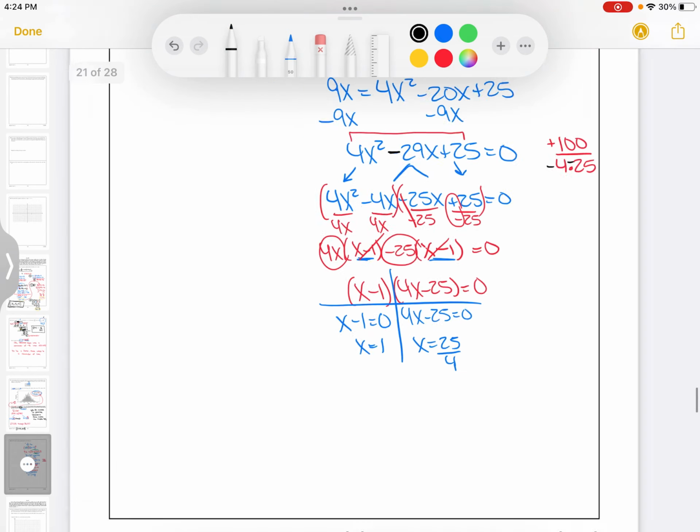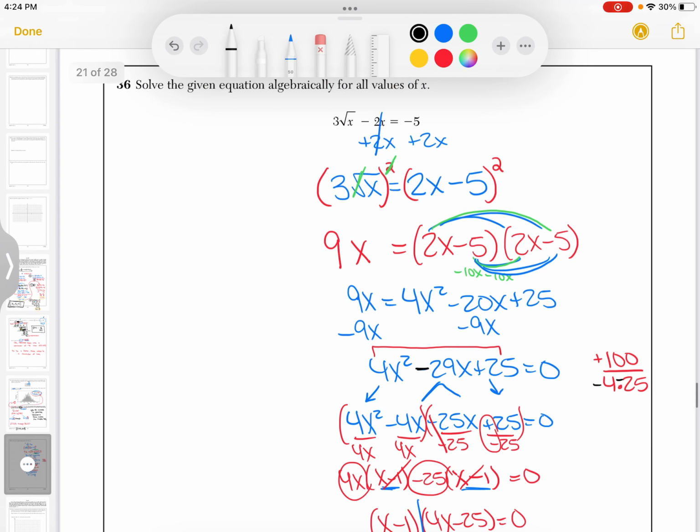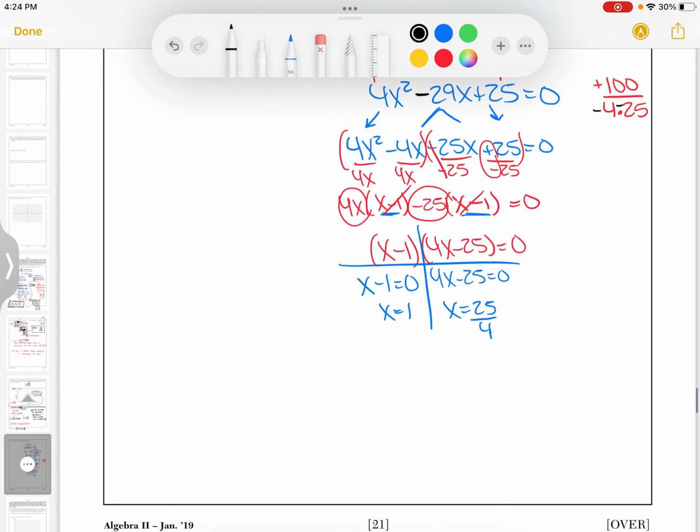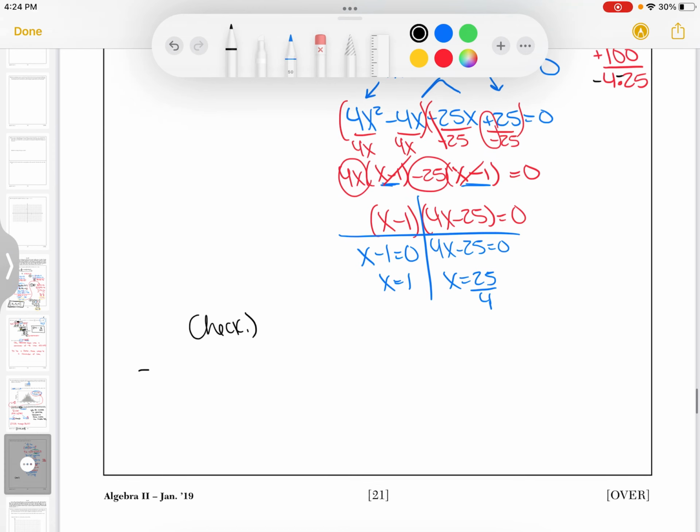So I got 2 answers, which is awesome. However, there are 3 situations where you need to check, and one of them is when you are solving a square root equation. The other 2 are fractional equations and log equations. But for now, I know I need to check because I have a square root equation. So when I check, it means I have to plug into the original equation. So my original equation was 3 square root of x minus 2x equals negative 5.